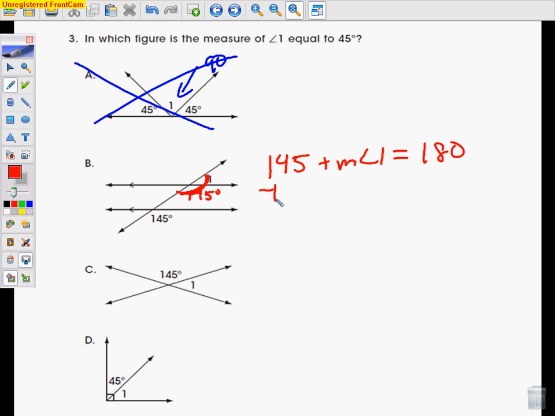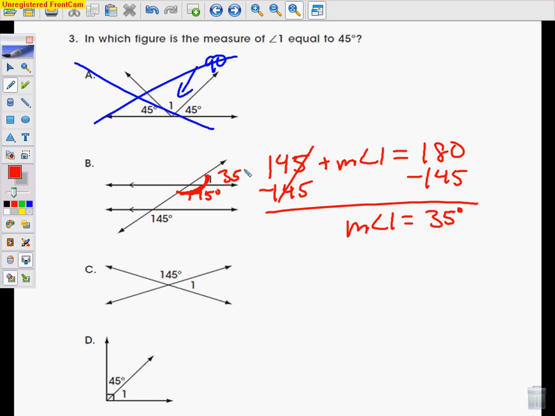So if you subtracted 145 from both sides, you would find that the measure of angle 1 would equal 35 degrees. So this is 35, but once again, we don't want 35, we want 45. So that's not going to be the answer either. So we can cancel that one out.